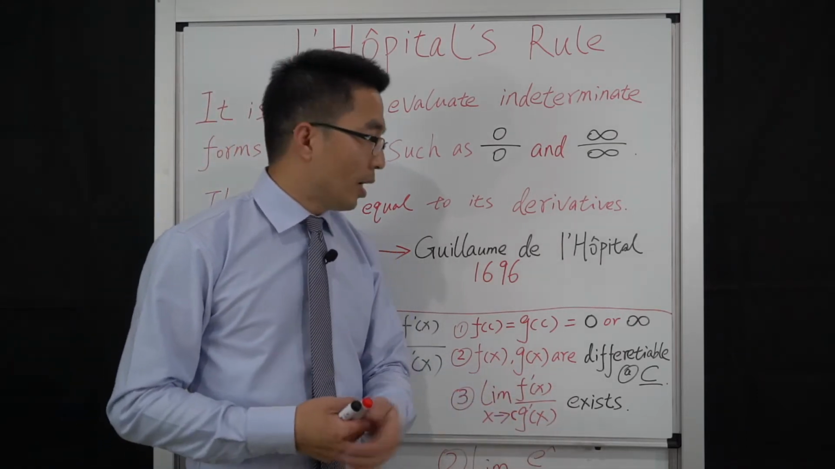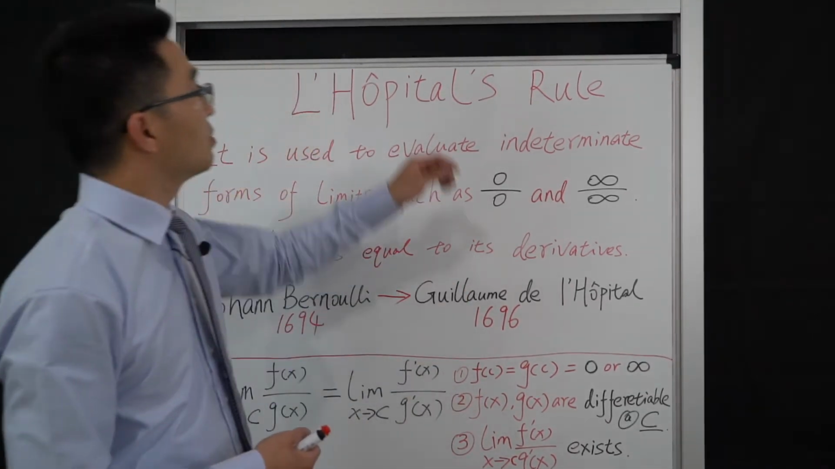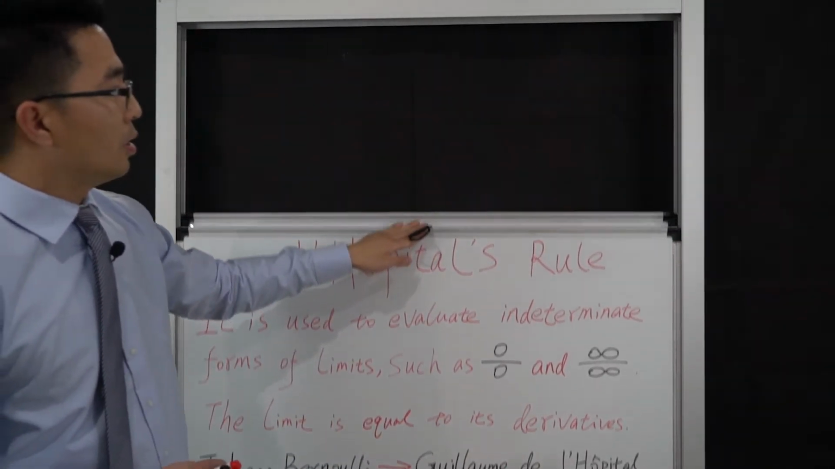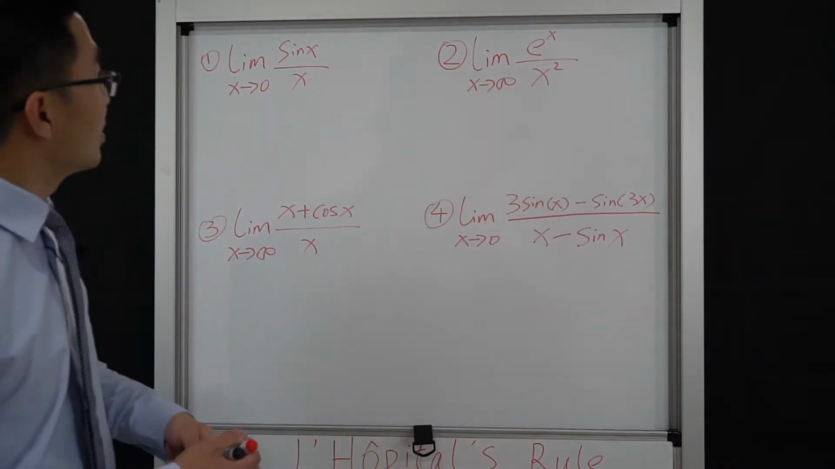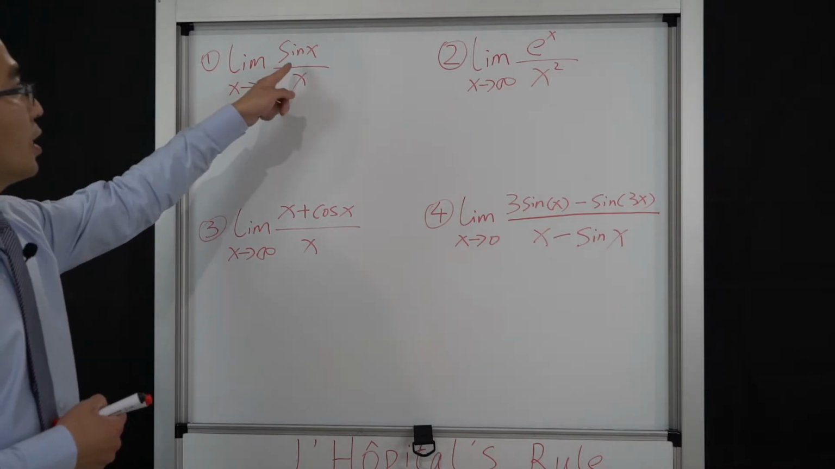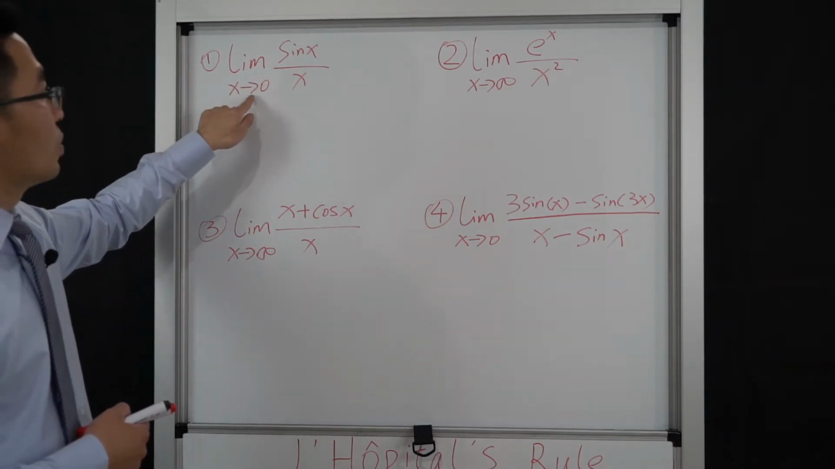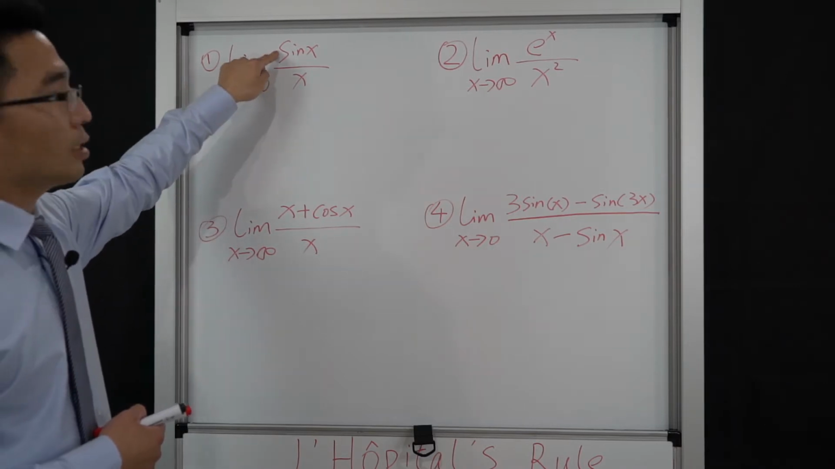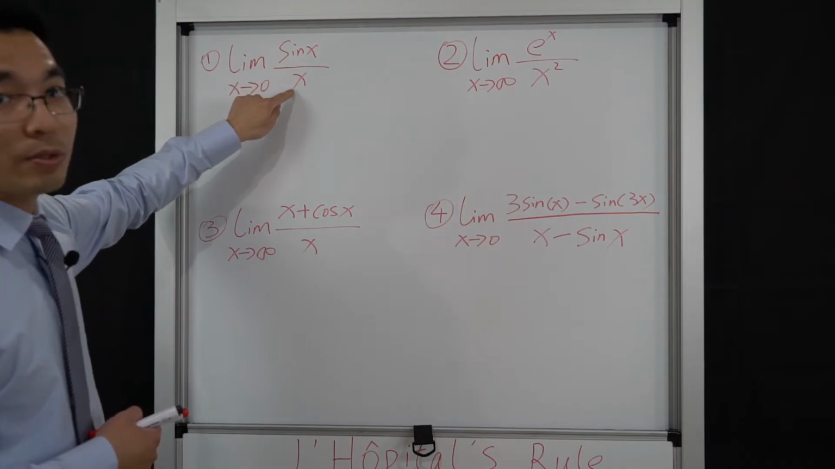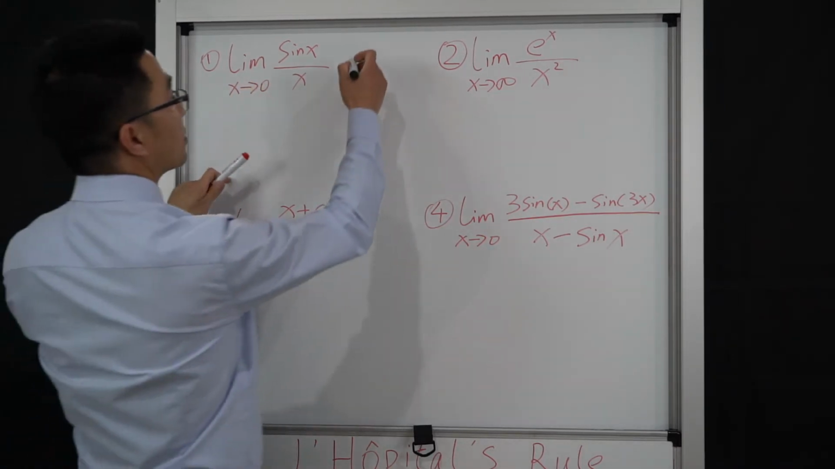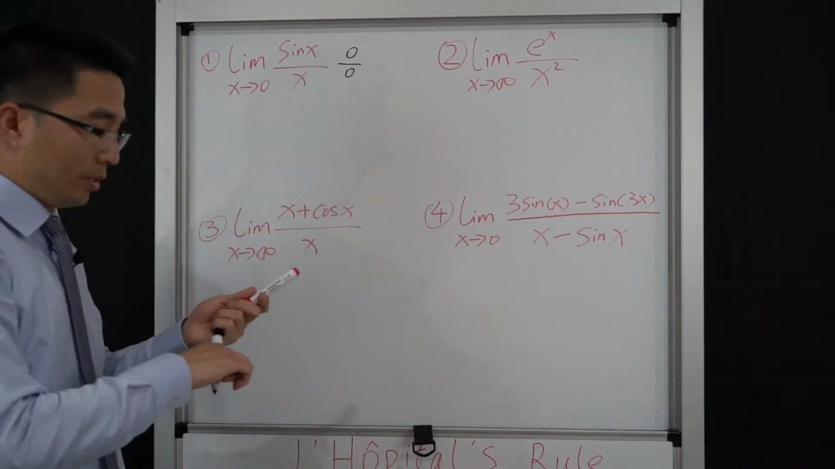Okay, we will try using L'Hopital's rule to do some exercises. I give you 4 questions to do here. The first one: the limit of sin x divided by x when x approaches 0. When x is approaching 0, sin x is equal to 0 and x is equal to 0. So we have a 0 over 0 form, right?